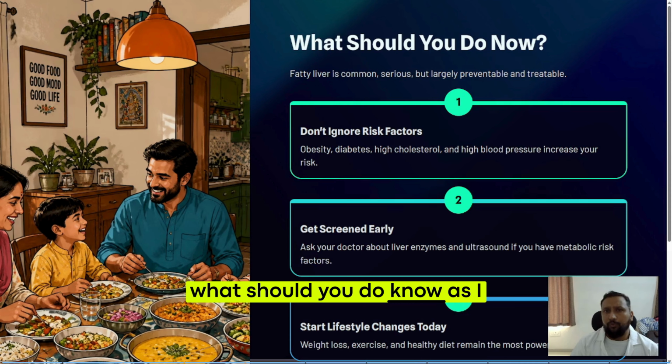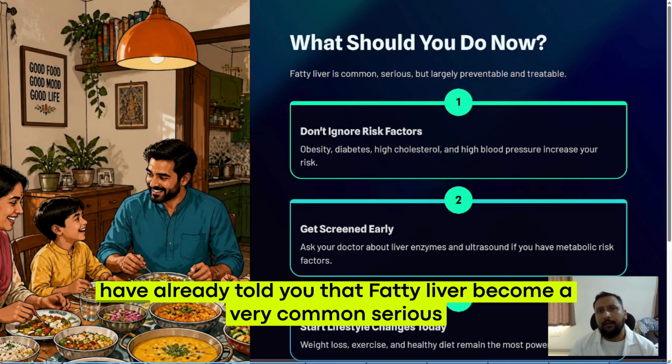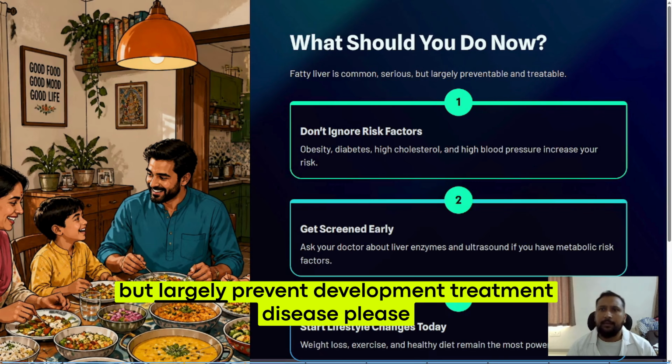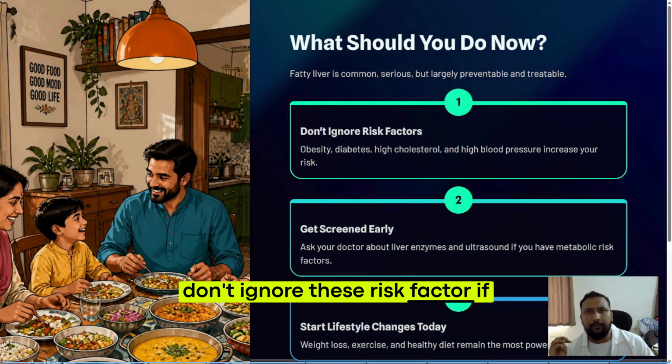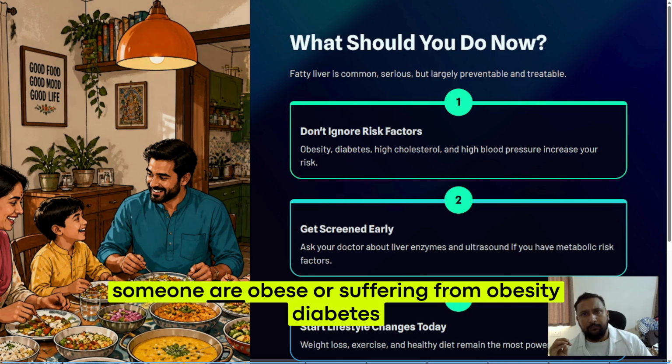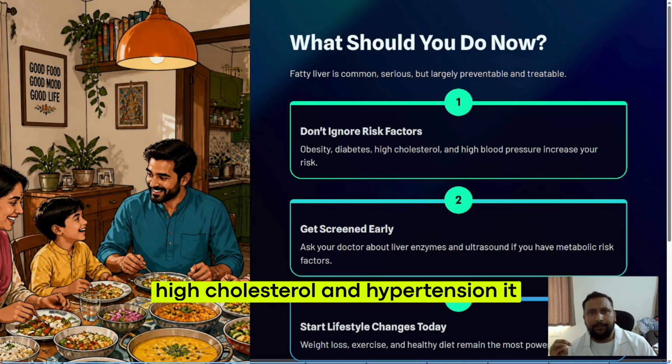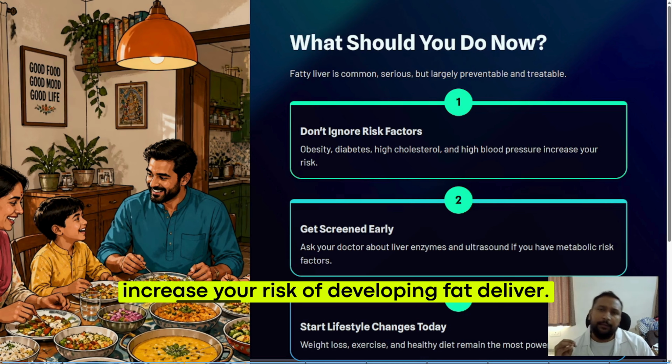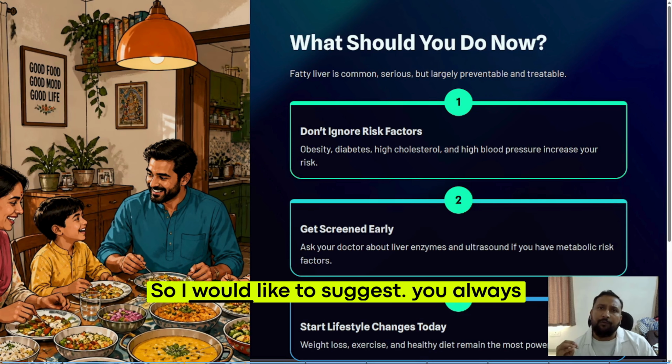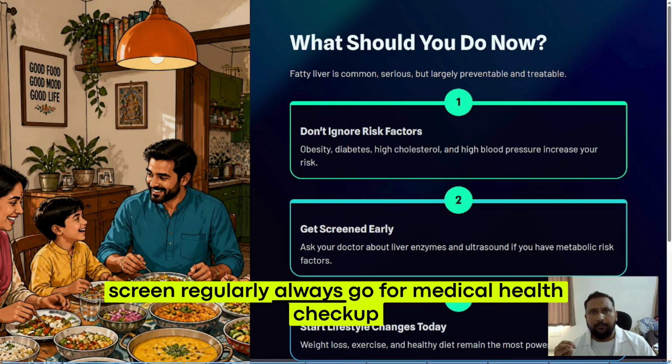What should you do now? As I have already told you, fatty liver has become a very common, serious, but largely preventable and treatable disease. Please don't ignore these risk factors. If someone is suffering from obesity, diabetes, high cholesterol, and hypertension, it increases the risk of developing fatty liver. So I would like to suggest you always screen regularly.